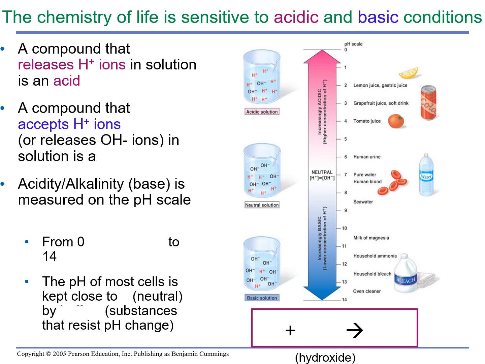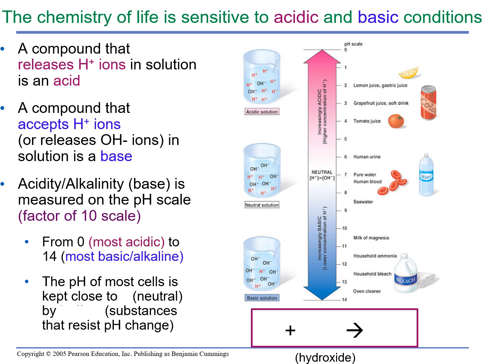So acidity and alkalinity, which is a base, is measured on a pH scale of factor 10 scale. These values range from 0, which is most acidic, to 14, which is most basic or alkaline. And the pH of most cells is kept close to 7, which is neutral, and by buffers or substances that resist pH change, these cells are kept at 7.